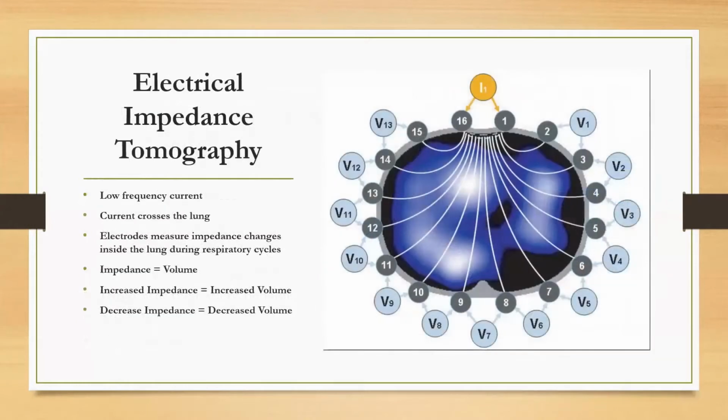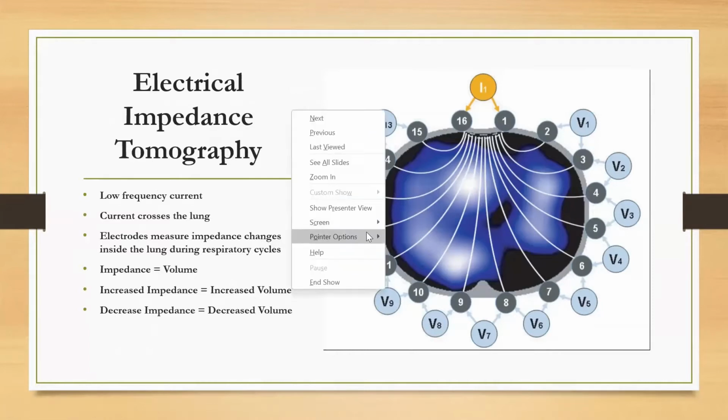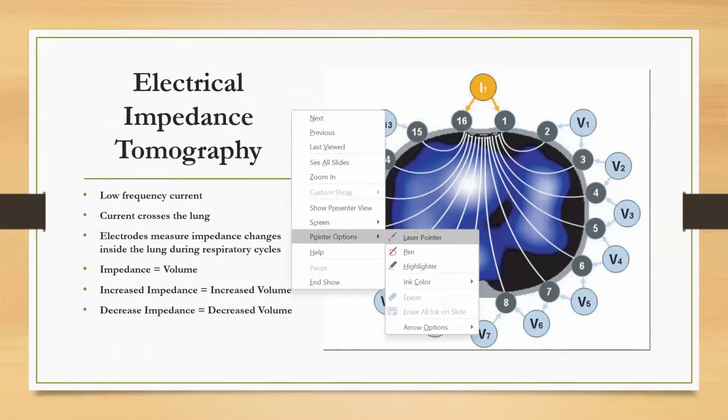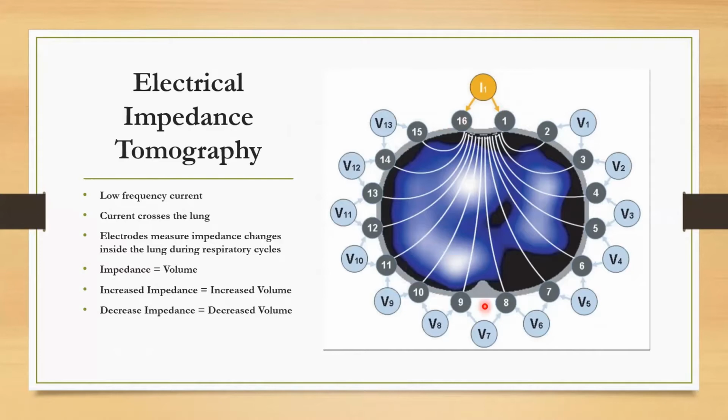So the way the electrical impedance tomography works is there's a rubber belt with 16 electrodes that go all around the thorax. So there's a belt, there's 16 electrodes, and what it does is it sends a low frequency current, and that current crosses the lung. During the respiratory cycles of inhalation and exhalation, it measures different levels of impedance.